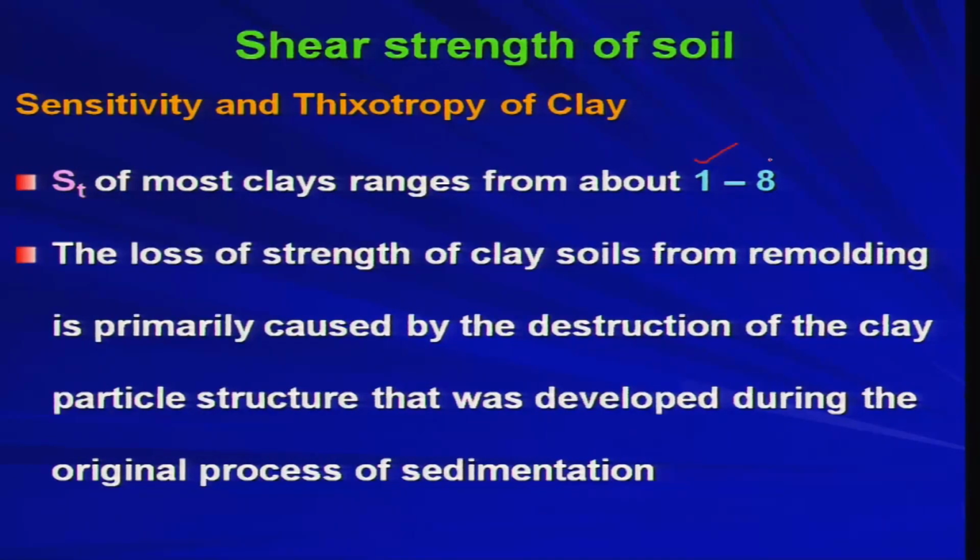The loss of strength of clay soils from remolding is primarily caused by the destruction of the clay particle structure that was developed during the original process of sedimentation. This is why you are getting this variation, and why you really need to think about remolded and undisturbed samples: during the original process of sedimentation, the soil has acquired some inherent structure, like the flocculated structure, as we have discussed.